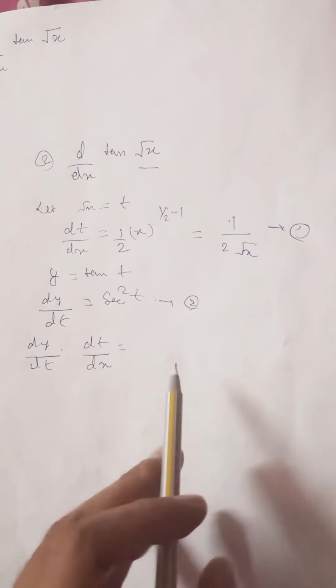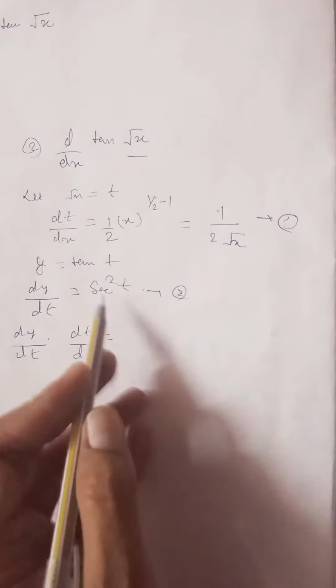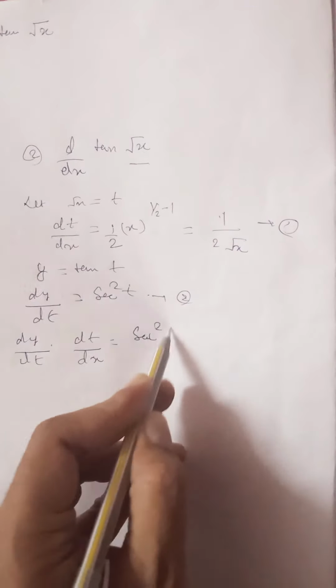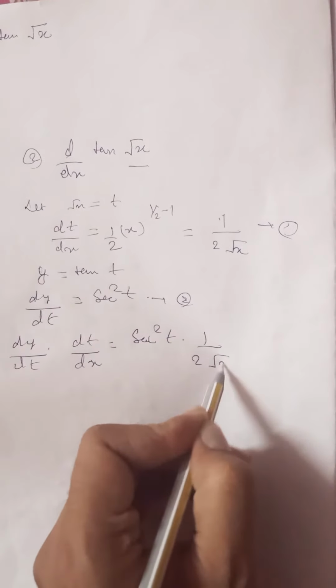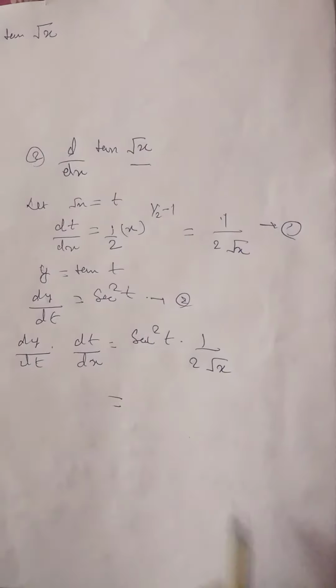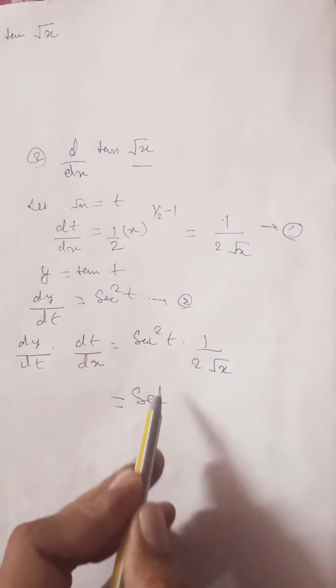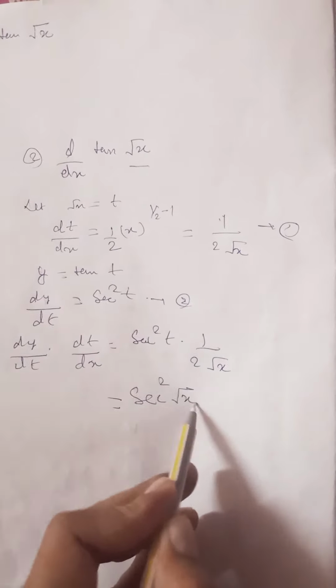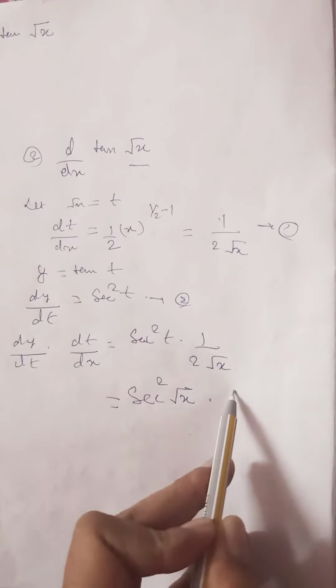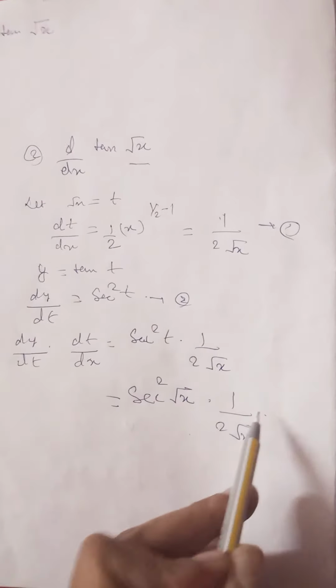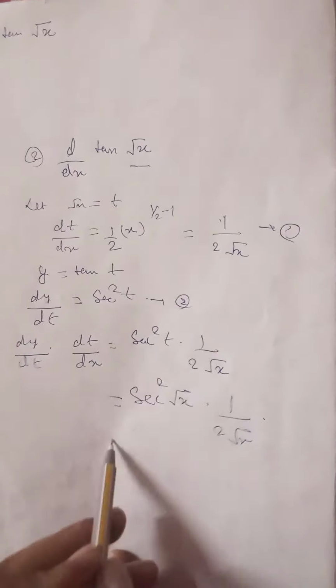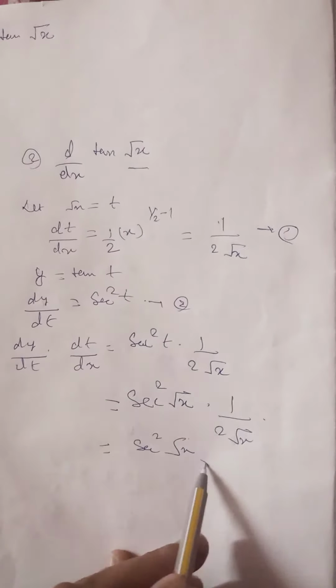This will cut. So now dy upon dt is what? Sec square of t, into dt upon dx, which is 1 upon 2 root x. Now the sec square t we can write as sec square of root x, since you have assumed t is root x, into 1 upon 2 root x. So this is sec square root x upon 2 root x.